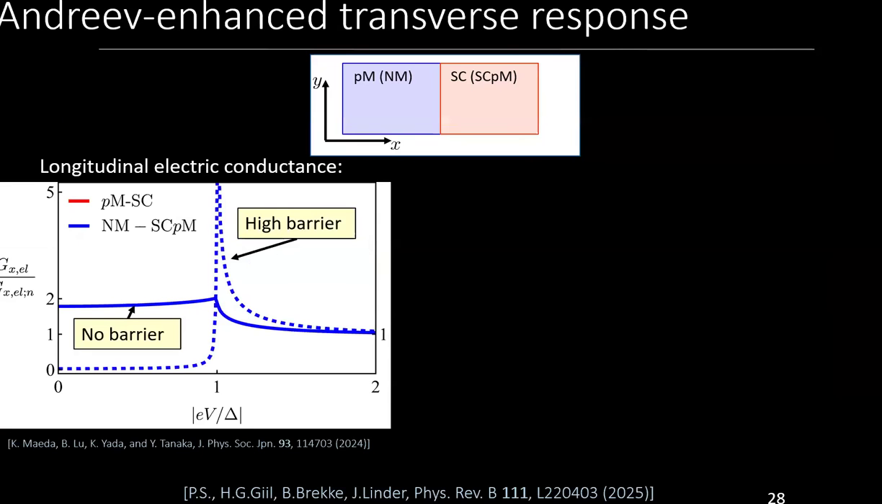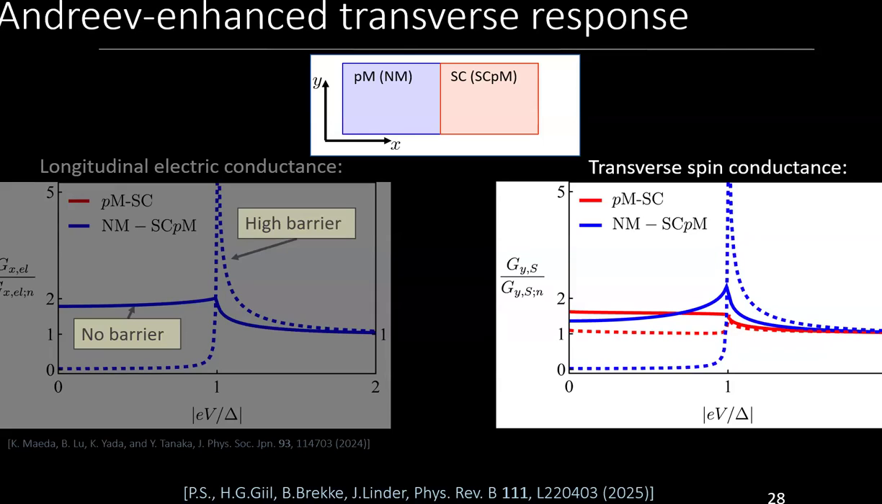So what do we have in transport? We can consider longitudinal electric transport. We will see the following normalized conductance as a function of applied voltage phi. It goes up to two, because two electrons went into the superconductor. That's why it's higher than we would expect from conductance in the normal state. And then if you have a high barrier, like a barrier between metal and superconductor, then we will see coherence peaks. So essentially, we just probe the density of states of the superconductor.